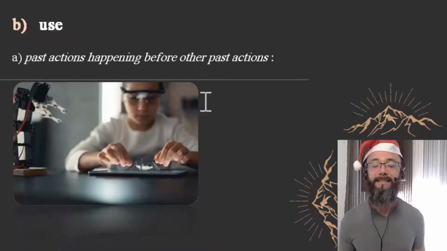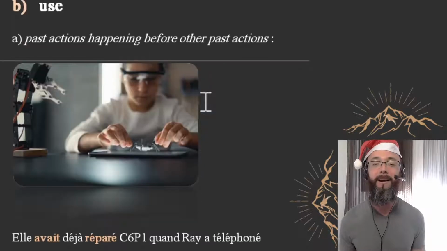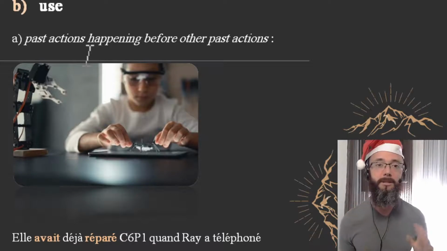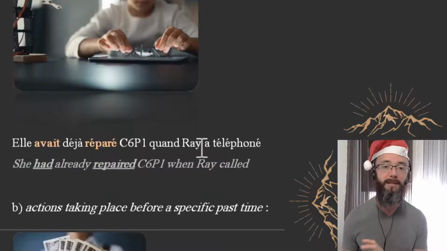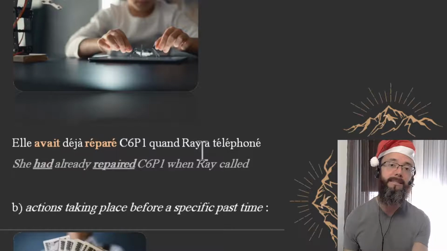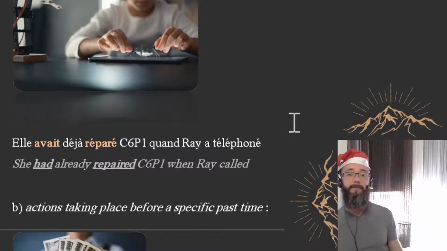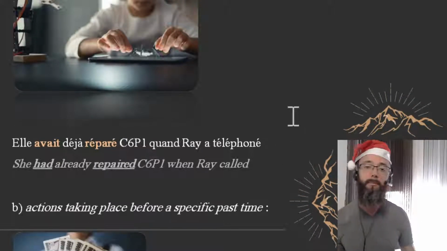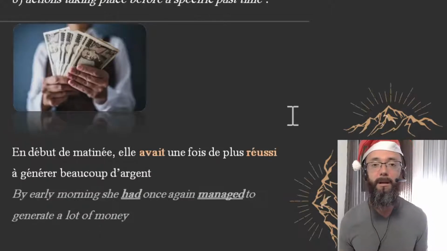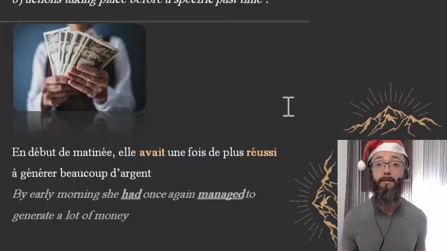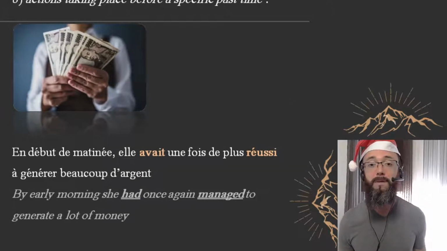No, we won't start this lesson again just with me smiling more, but what I'm saying now is that we also covered the uses, two different uses. Past actions happening before other past actions. Elle avait déjà réparé C6 PO quand Ré a téléphoné. And actions taking place before a specific time. By early morning, she had once again managed to generate a lot of money. En début de matinée, elle avait une fois de plus réussi à générer beaucoup d'argent.